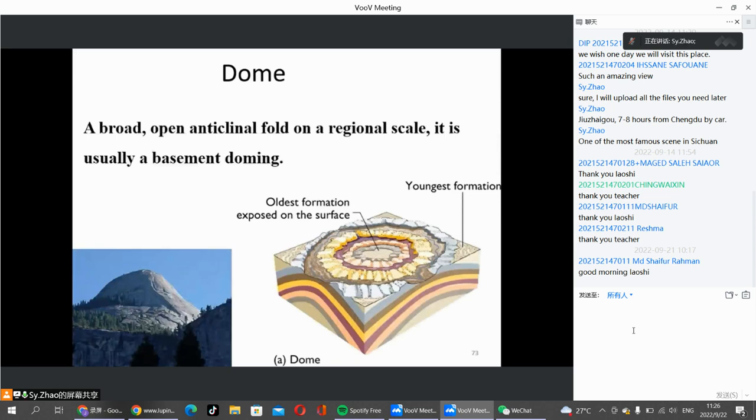And a dome, as we know, is a vault in the form of a portion of a sphere like this. It will be easier to form in an open anticlinal fold with the oldest formation exposed in the center and the youngest formation in the surrounding portions. Yeah, it's a broad open anticlinal fold on a regional scale. It's really a basement dome.